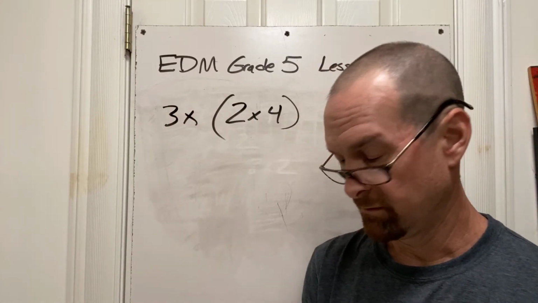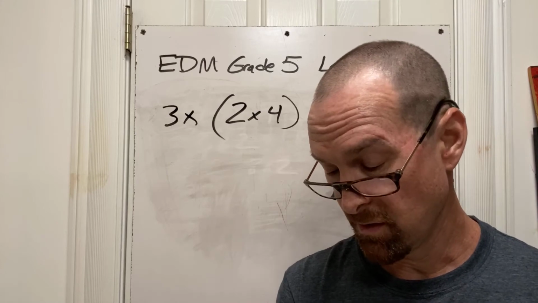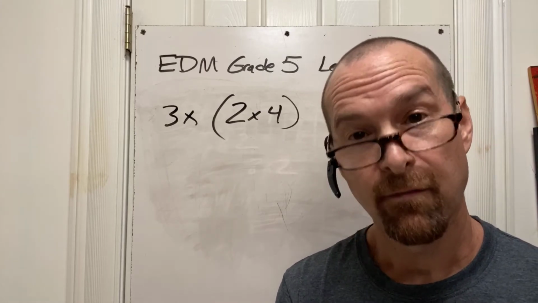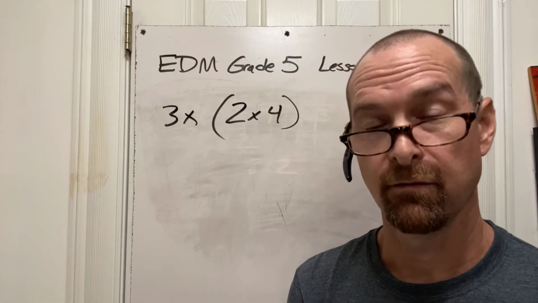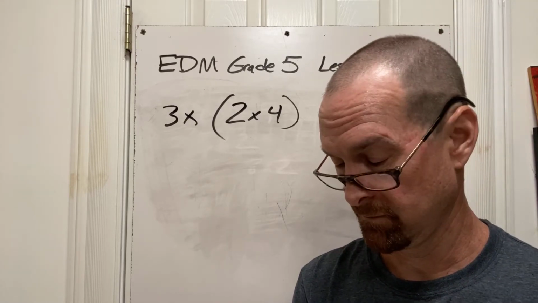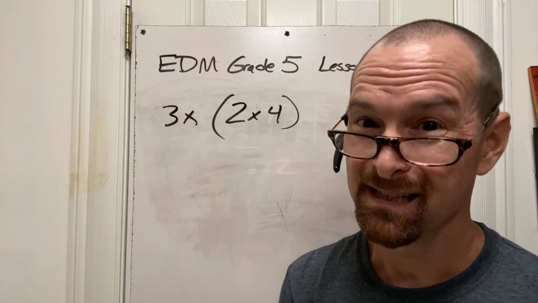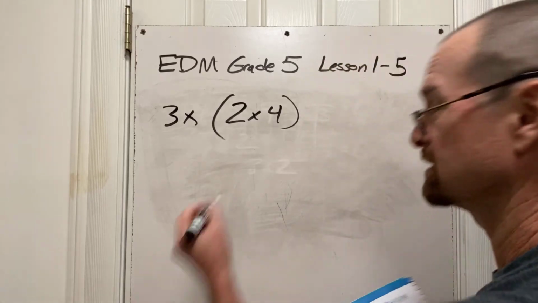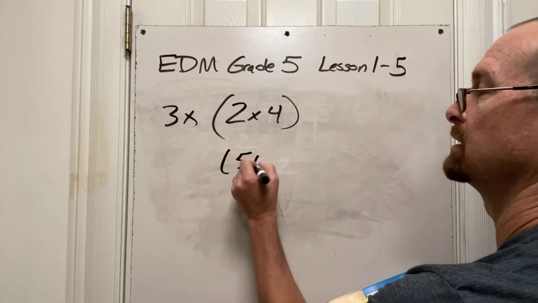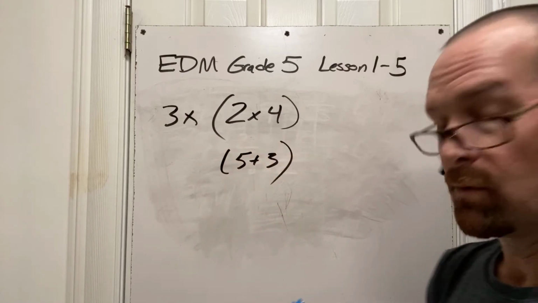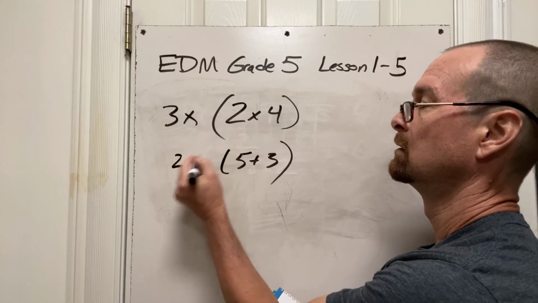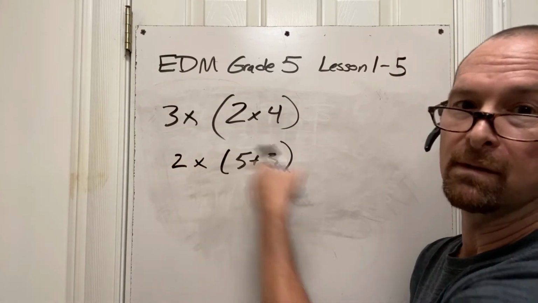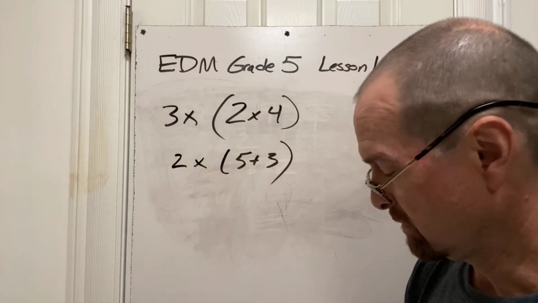All right, next one. Double the sum of 5 and 3. Sum means adding. So this, you have to do the sum of 5 and 3. So let's get those on there. And we wanted to double it. So we got to do times 2. Or we could have done 5 plus 3 in parentheses plus 5 plus 3 in parentheses.